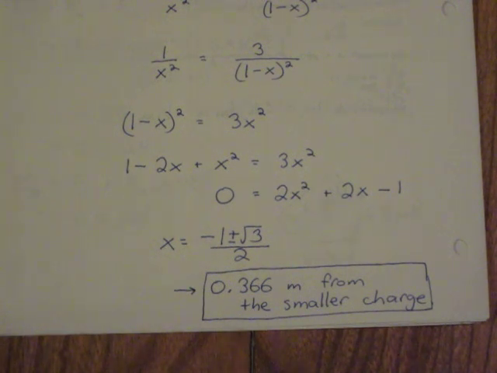At the bottom of the screen, you have two solutions. You could expect that because it's a quadratic equation. But the negative answer would be in the region to the left of the negative 25 microcoulombs, and we already decided at the very beginning of the problem that that region is no good. So we go with the positive answer, which is 0.366 meters from the smaller charge.